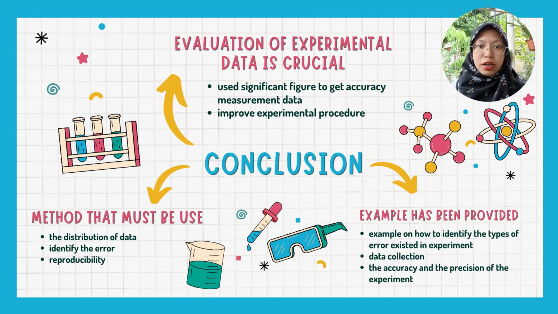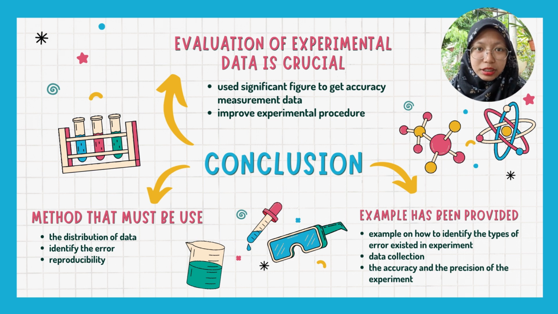That's all. In conclusion, based on our research, the evaluation of experimental data is crucial. This is because we can verify whether the experiment has produced valid results or not. In evaluating the experimental data, we need to use significant figures in order to ensure precision and accuracy in the measurement of data. Also, we need to determine the types of the sources of error to provide opportunities for improving the experimental design and procedures.